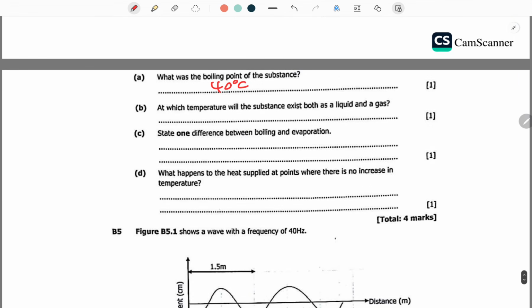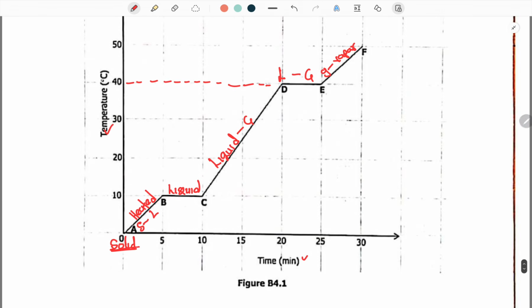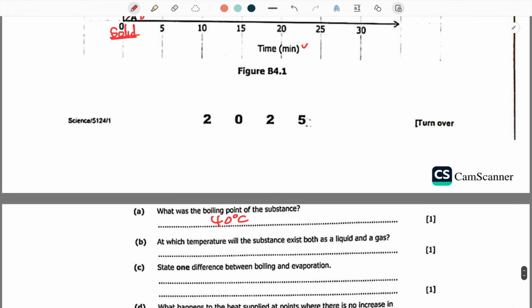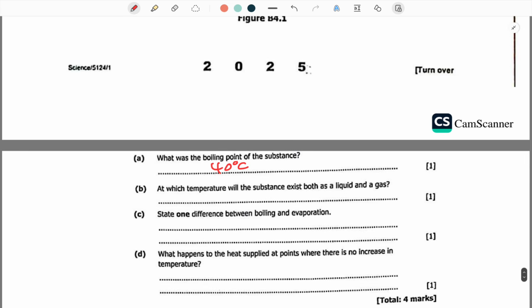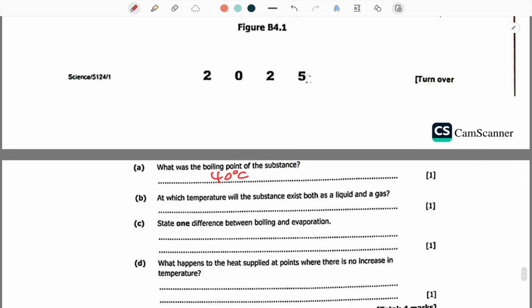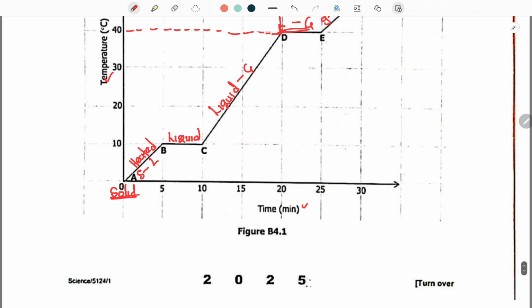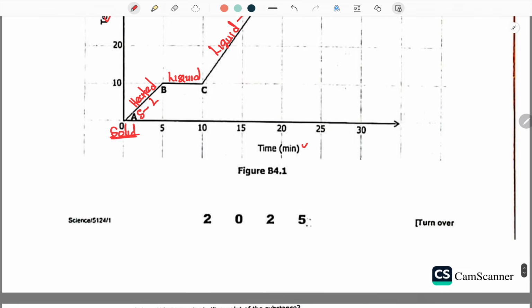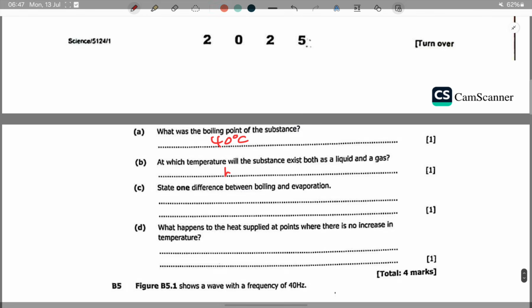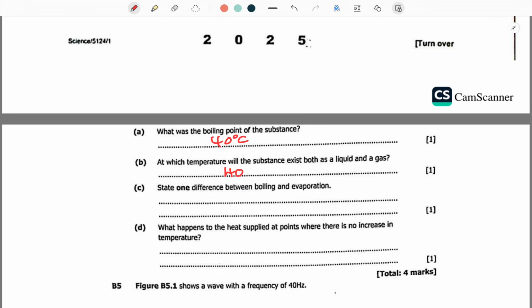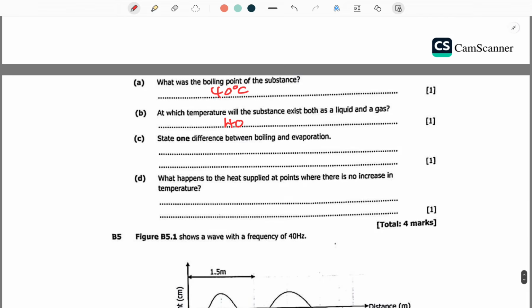Okay. At this point, that is when it started boiling. Okay. It's now started forming a gas. At which temperature will the substance exist both as a liquid and a gas? Liquid and gas is the same temperature. Okay? It's 40 degrees.